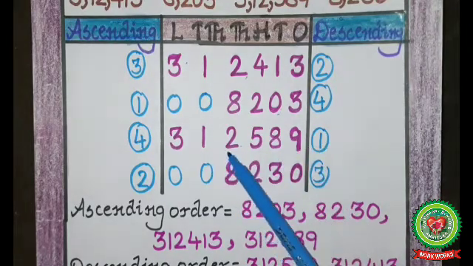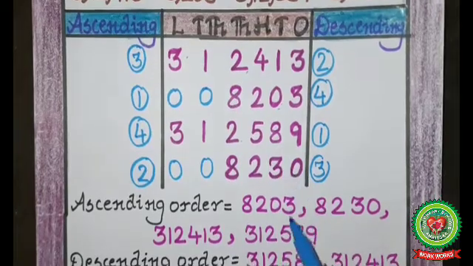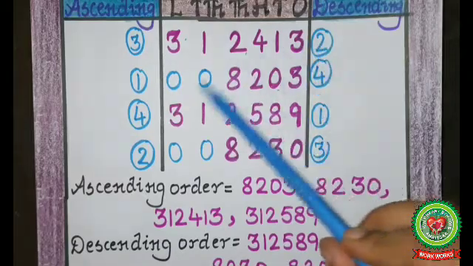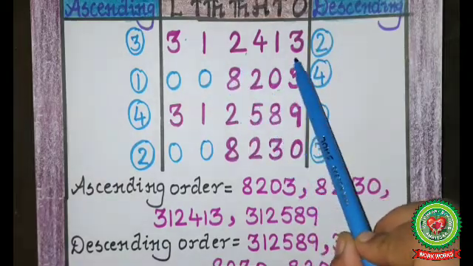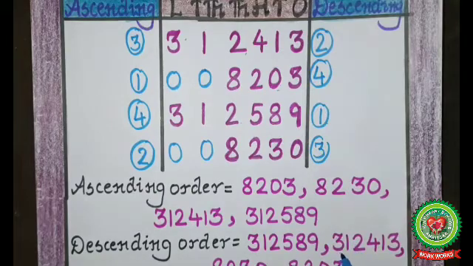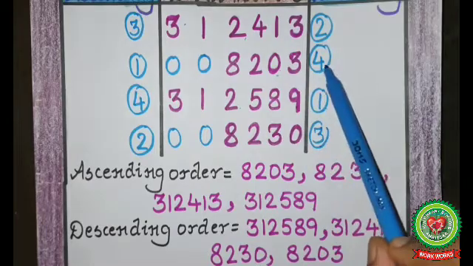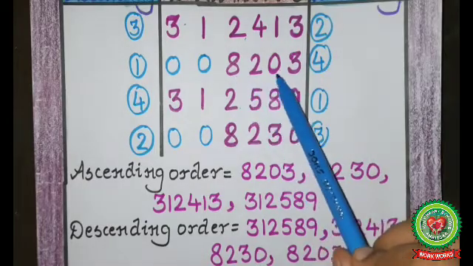Number 1 is 3,12,589. Number 2 is 3,12,413. Number 3 is 8,230. Number 4 is 8,203.